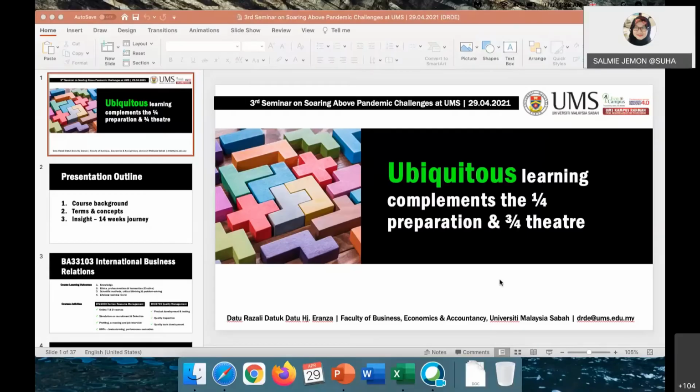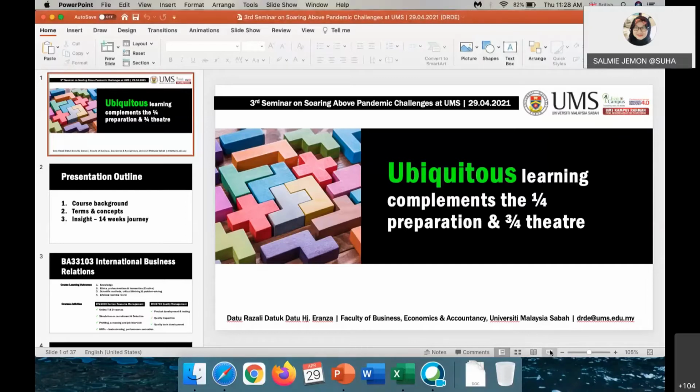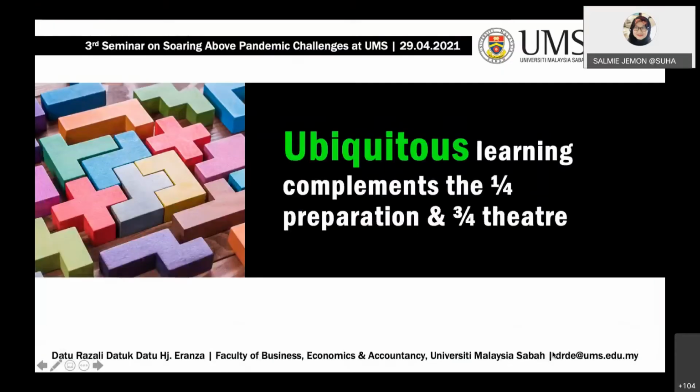And what does ubiquitous learning refer to? So maybe we can listen from Datu Razali what it is all about. Datu Razali, the screen is yours.